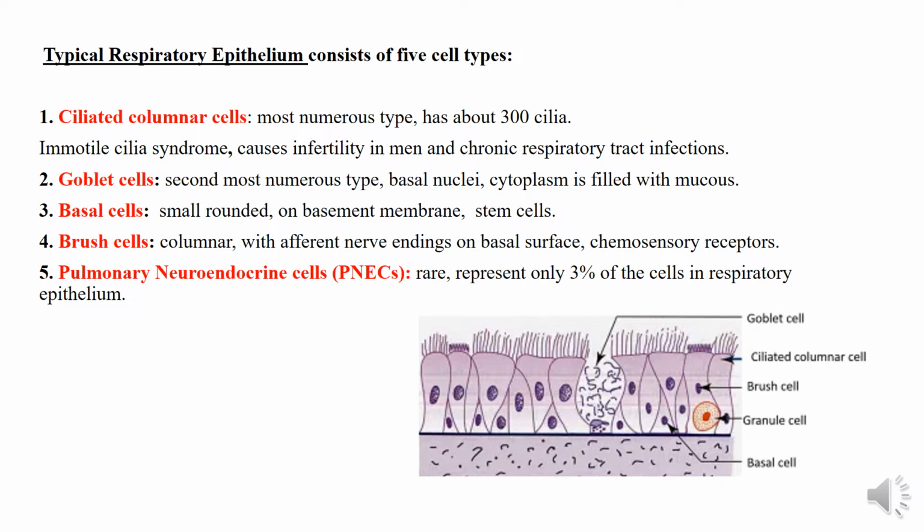Brush cell, a rare cell, columnar with afferent nerve endings on the basal surface. It's considered a chemosensory receptor. Neuroendocrine cells are also rare and represent only a small percentage of the cells in respiratory epithelium.